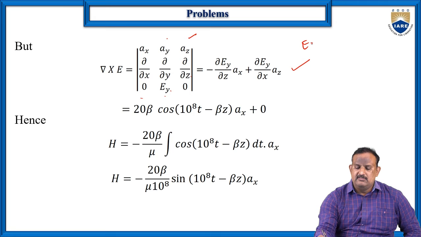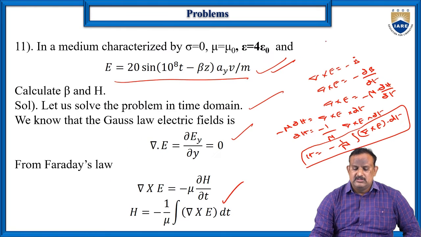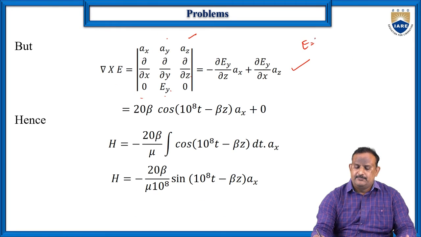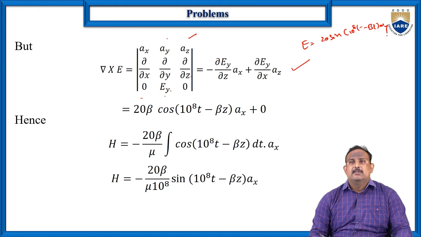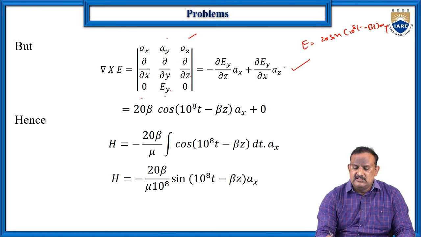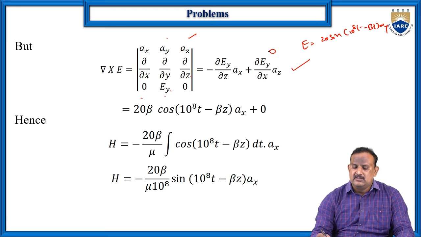E is given as 20 sine of 10 power 8 t minus beta z into AY. Therefore, we can differentiate the same with respect to z. With respect to x it is 0, therefore no need to do the second part. So we need to complete the first part.